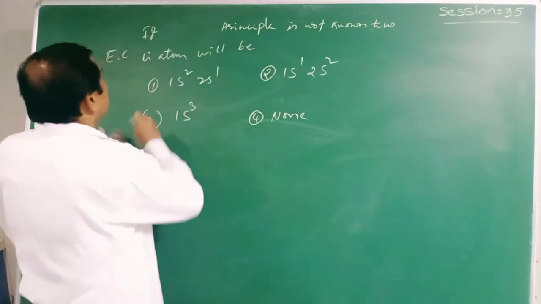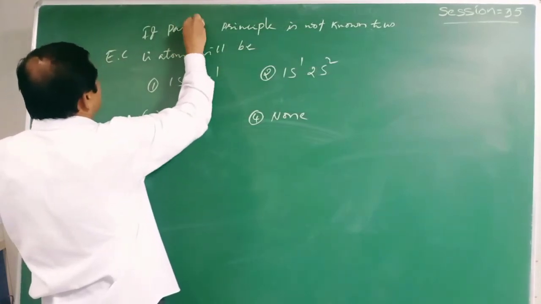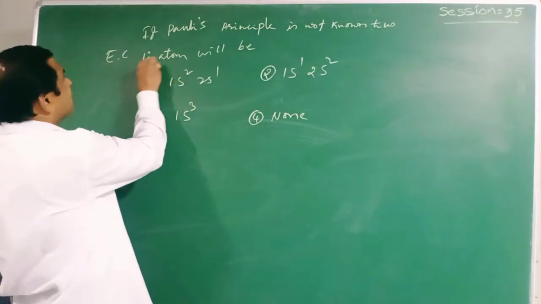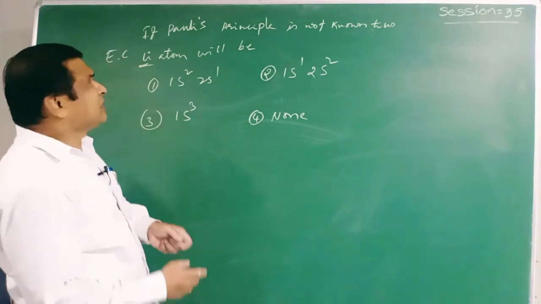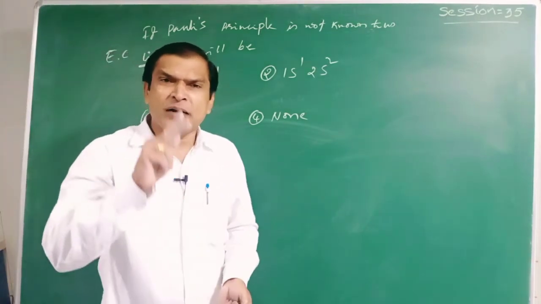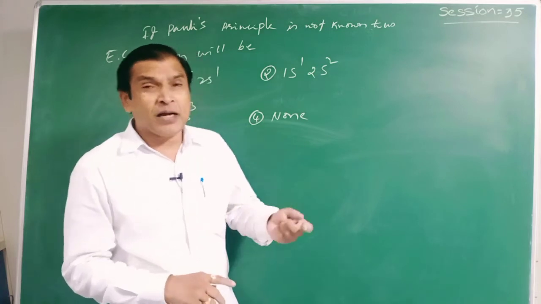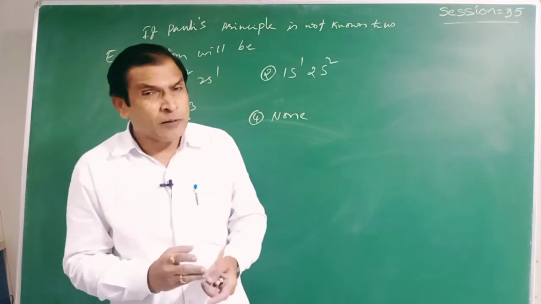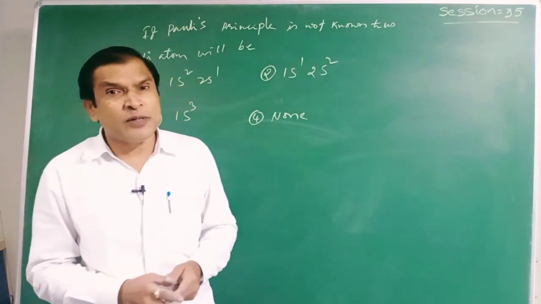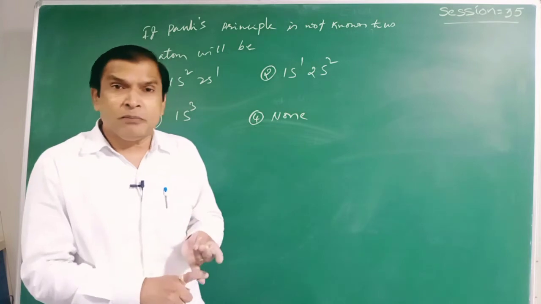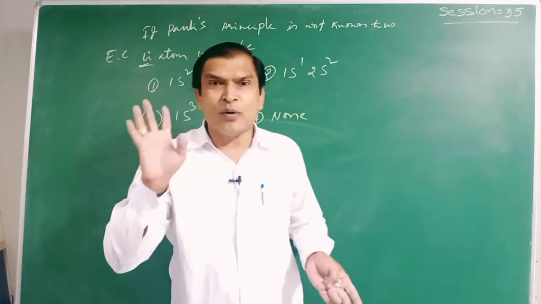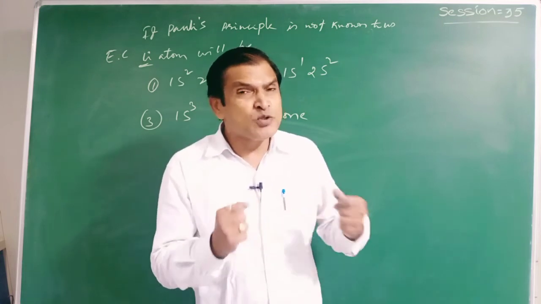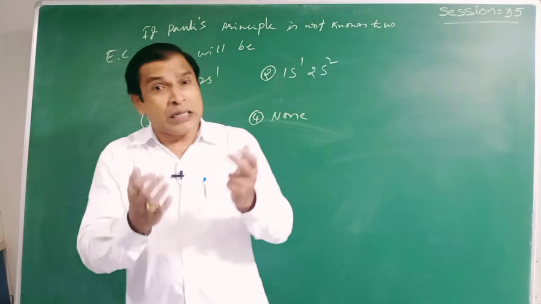If Pauli's principle is not known to us, then the electron configuration of lithium atom will be, that means what does Pauli's principle say? An orbital can accommodate a maximum of 2 electrons, because no 2 electrons can have all 4 quantum number values identical, we know that. That means the 2 electrons belonging to the same orbital can have the same principal quantum number, azimuthal quantum number and magnetic quantum number values, but they differ in spin quantum number values. How many spin quantum number values are allowed in the orbital?